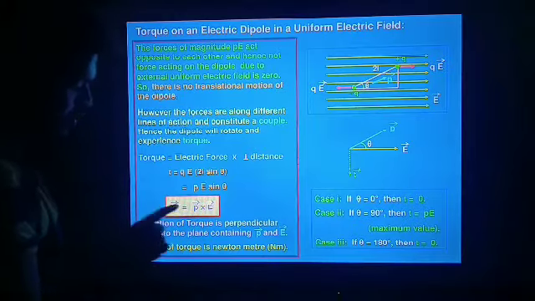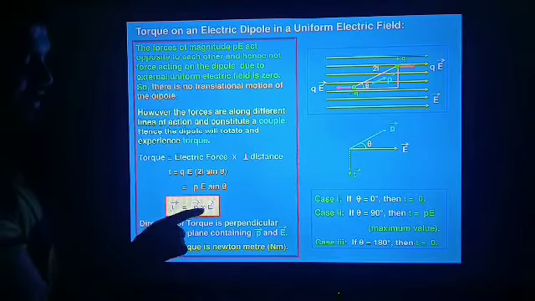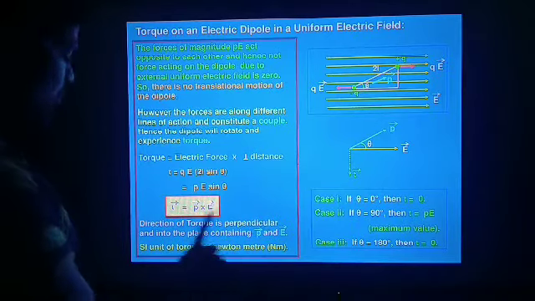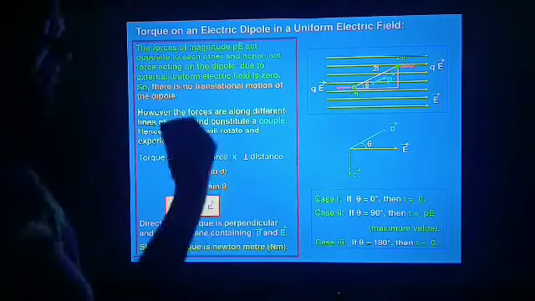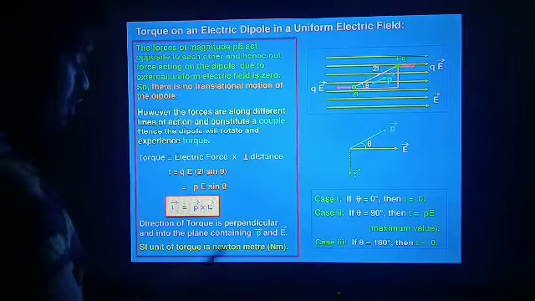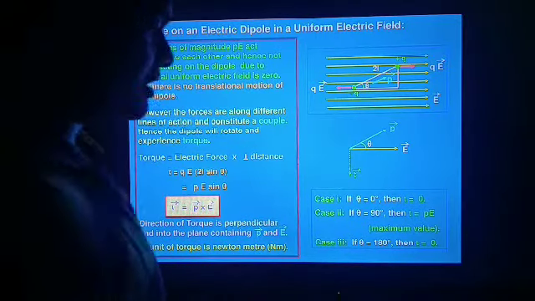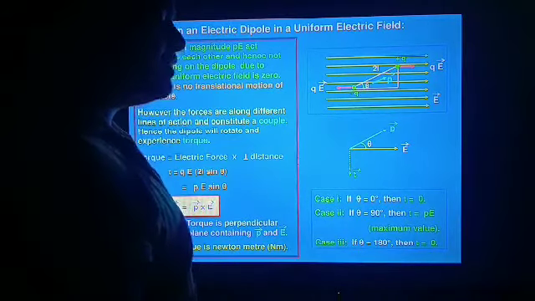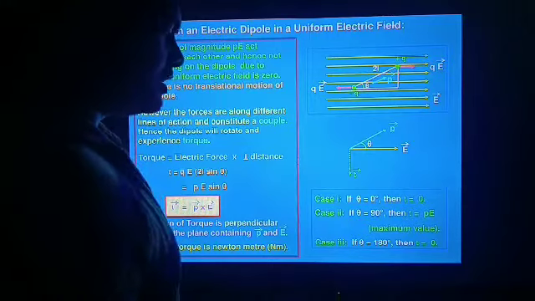Learn this formula. The vector equation is vector tau equal to vector P cross vector E. The direction of torque is perpendicular to the plane containing vector P and vector E. What is the unit of torque? That is Newton meter.